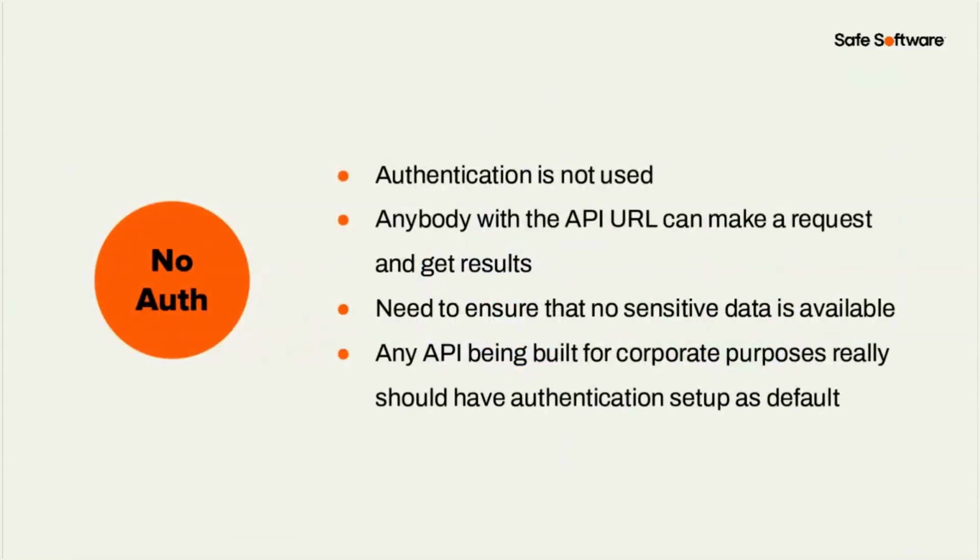This is conceptually the easiest option, but can carry risk if you're not ensuring that the data being requested is not sensitive or important. So with the no authentication option, shockingly, authentication is not used. Anybody with the API URL can make a request. You need to really ensure that no sensitive data is available. Any API that's being built for a corporate purpose or gatekeeping any kind of sensitive information really needs to have authentication set up as a default when you move forward.